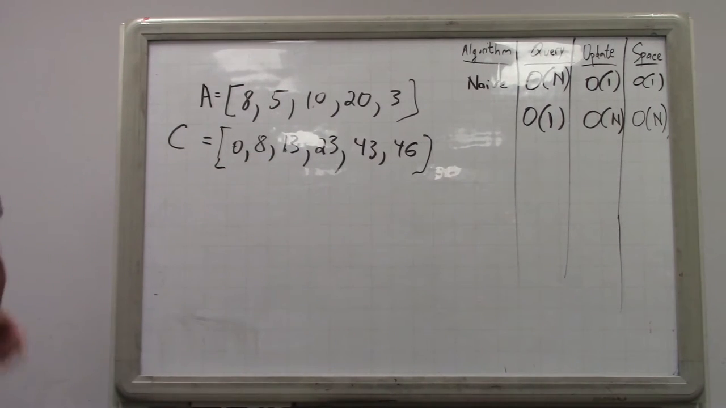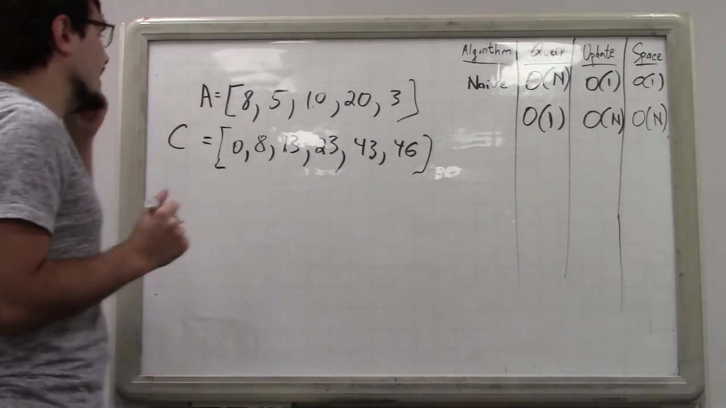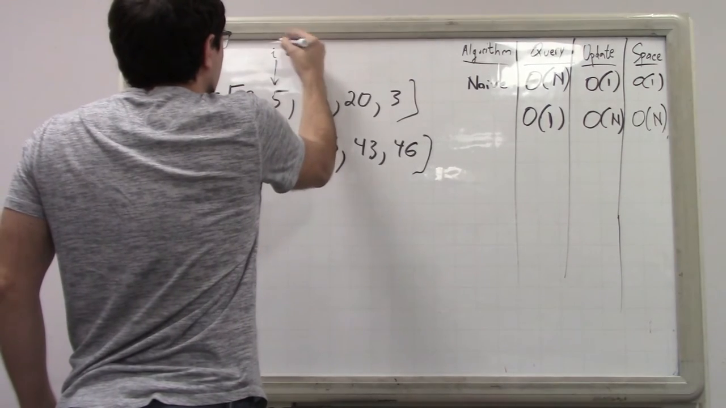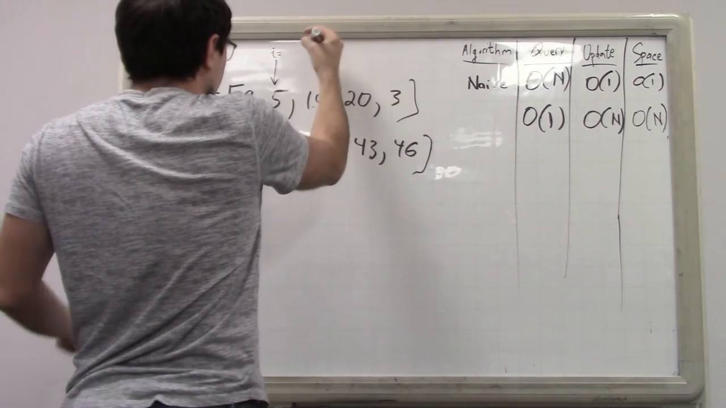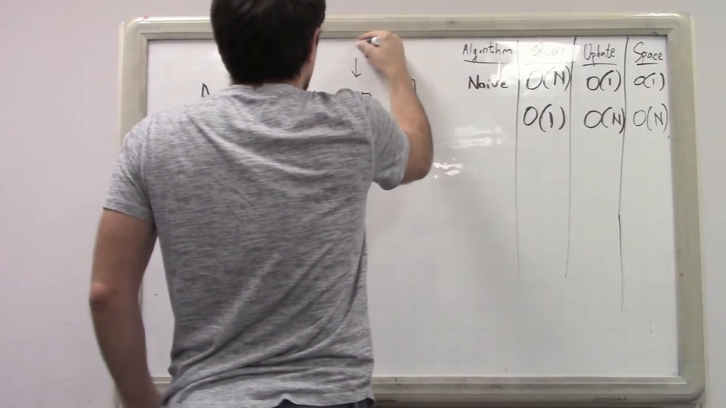Now we can compute the answer very efficiently. Why is that? Because let's say we have a query and we say, okay, we want I equals 1 and we want to go up to J equals 3.